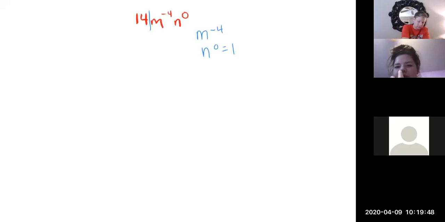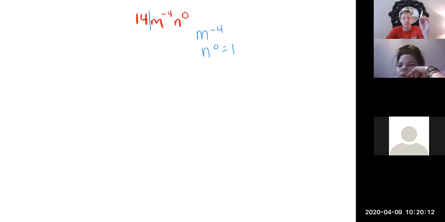I'm stuck. Okay, what is n to the negative 4th? How can we rewrite that with a positive exponent? We would put it in a fraction. Yeah, we would. It already is in a fraction. That's the way you got to think of it. It's over 1. So we're going to move it from the numerator to the denominator to make it positive.